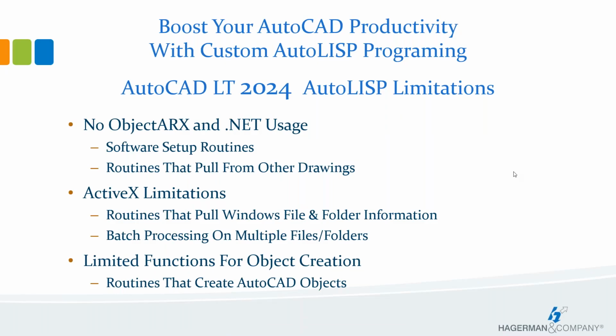Let me go back to the PowerPoint, and in closing here, just talk about the differences between AutoCAD LT and AutoLISP, the LT AutoLISP limitations. You can't do any object arcs or .NET in AutoCAD LT. That's why the software setup routines don't work. That's why the routines that pull from other drawings don't work. It won't let you use anything related to object arcs and .NET. None of those were using .NET, but all of them were using object arcs that I gave an example of.